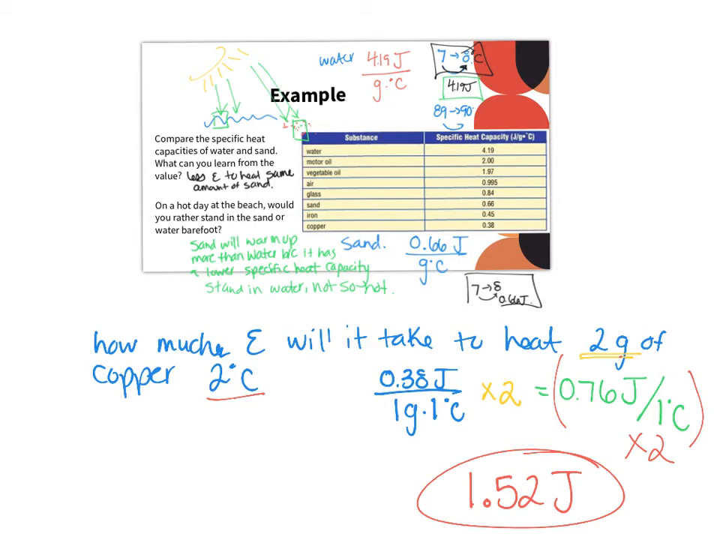So I simply multiplied my specific heat capacity by the mass and by the change in temperature, the change in temperature that I was looking for. And that will give me how much energy it takes to heat that substance.